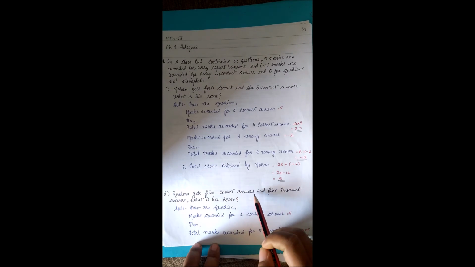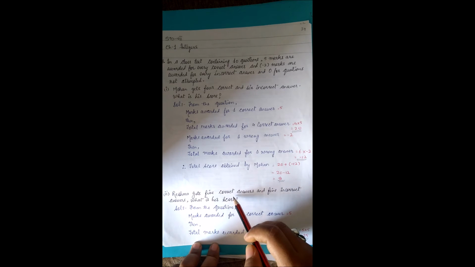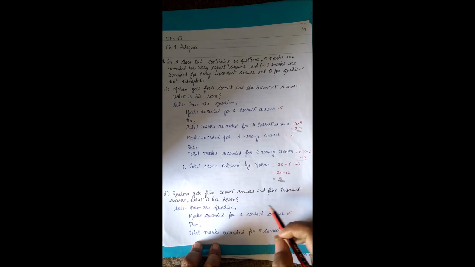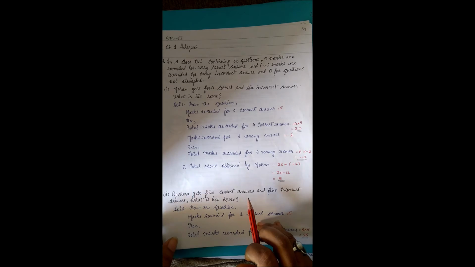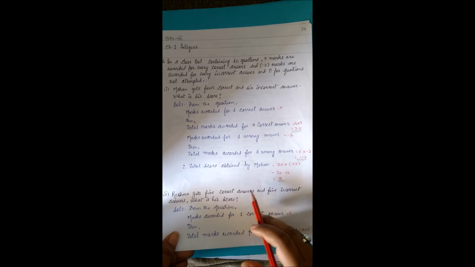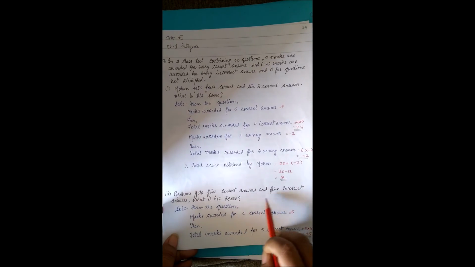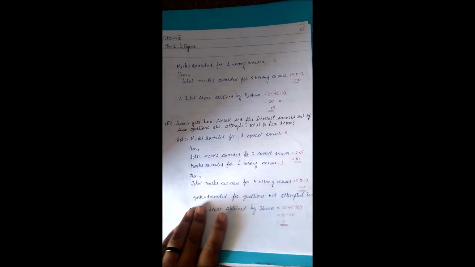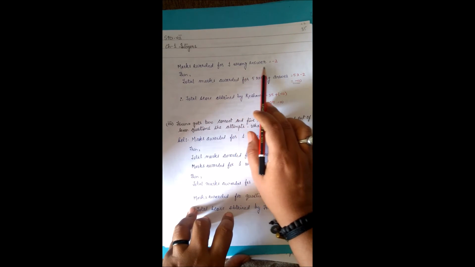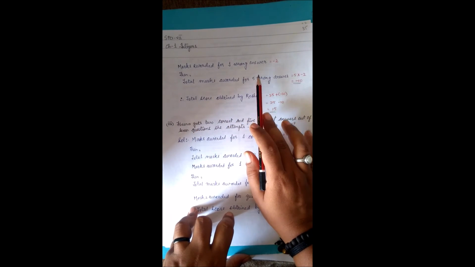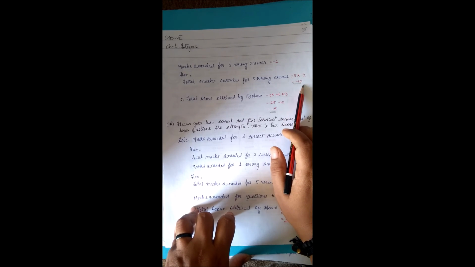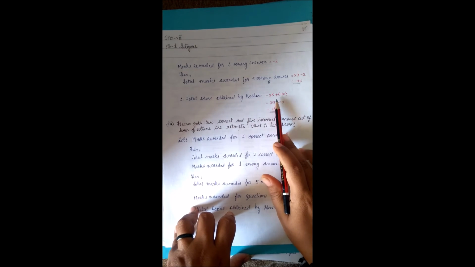Now Reshma gets 5 correct answers and 5 incorrect answers. What is her score? So marks awarded for 1 correct answer is 5. So Reshma gets 5 correct. So total marks awarded for 5 correct answers, that is 5 into 5 is 25. Now for incorrect answers, the marks awarded is minus 2 and Reshma got 5 incorrect answers. So 5 into minus 2, that is minus 10. So total score obtained by Reshma is 25 plus minus 10, that is 25 minus 10 equals 15.